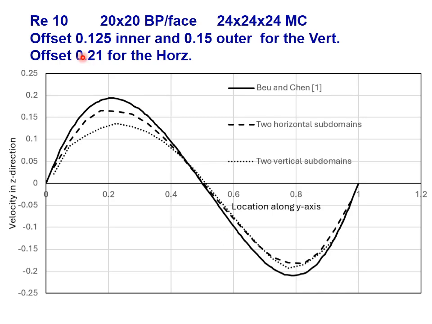For the case of the Reynolds number 100, we will distribute 20 by 20 points per face of the problem and 24 points in each direction for the Monte Carlo. The source offset for the vertical will be 0.15. The distance will be 0.15 for the outer faces and 0.125 for the inner faces. And for the horizontal subdomains it will be 0.21 for all the faces. These are the results compared to the reference.